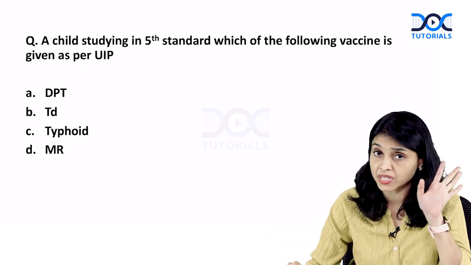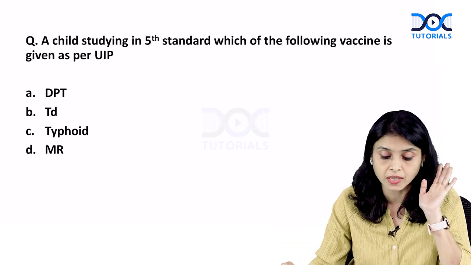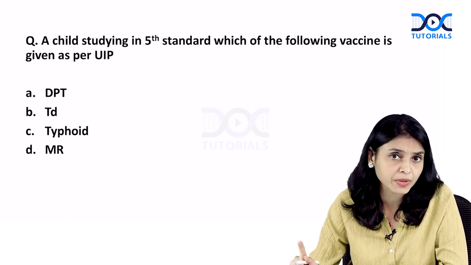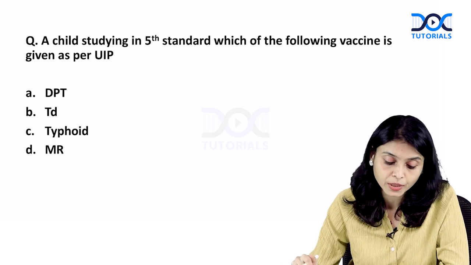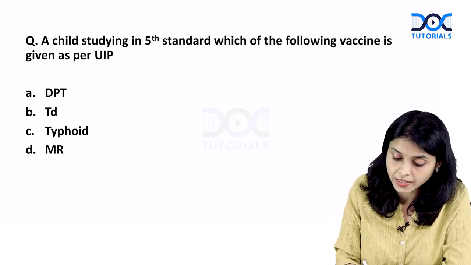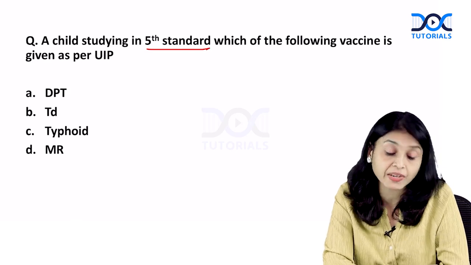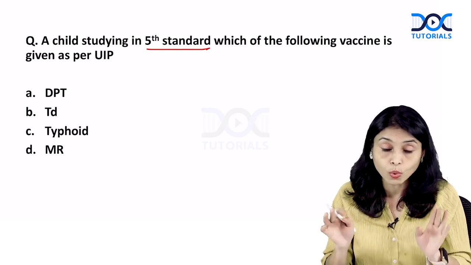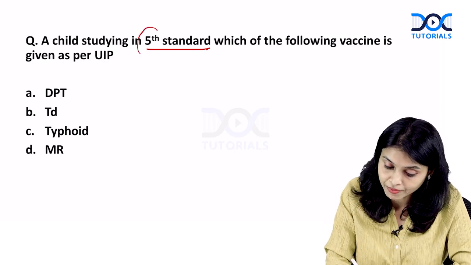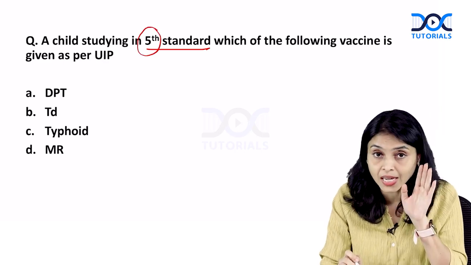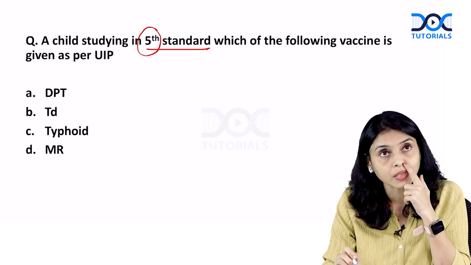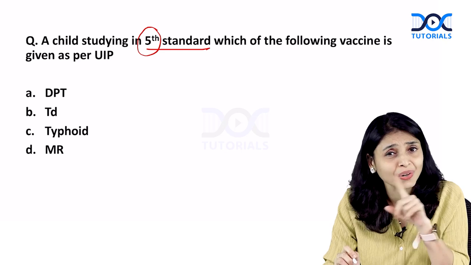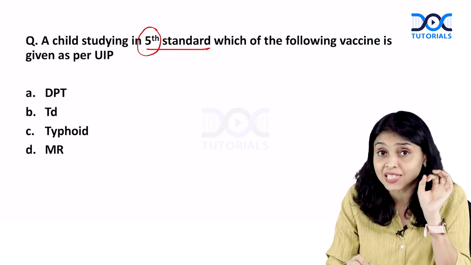Next is a very, very simple and very much expected question from the Universal Immunization Schedule. Every year one question comes from the Universal Immunization Schedule, right? Here the question is, a child studying in 5th standard, which of the following is a vaccine given as per UIP? See, I have a request. Don't just go by this number 5. I'm telling you, this has occurred to many. You will only see the number. Then you will think, okay, what is the vaccine to be given to a 5-year-old child? It's not 5 years. It is 5th standard.